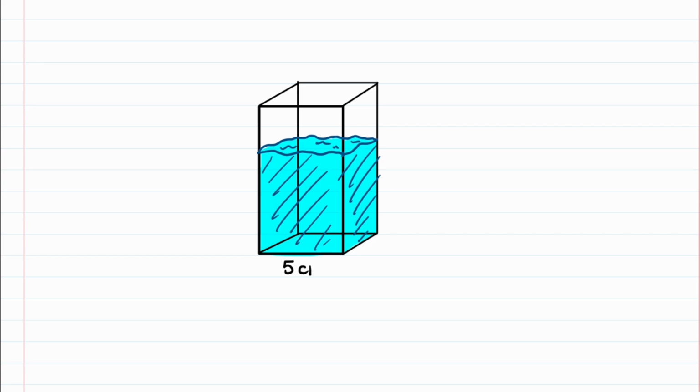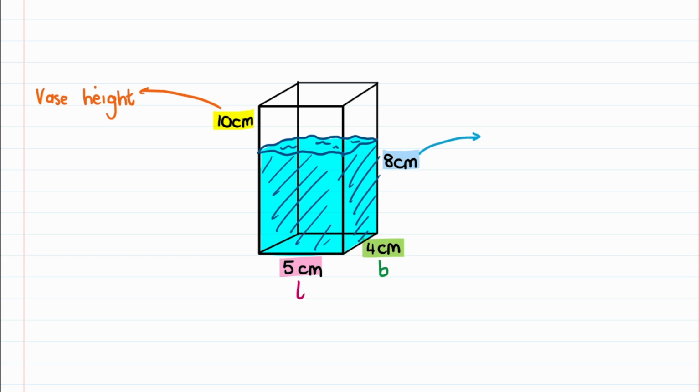So let's take a moment to understand these measurements before we calculate the different volumes in front of us. Firstly, the length and breadth shown at the bottom would be the same for the vase and the liquid, but there are 2 different heights shown. Since the 10 centimeter is greater than the 8 centimeter, we can assume that the vase stands 10 centimeters tall, while the water has the height of 8 centimeters. If it was the other way around, the water would be overflowing out of the vase.